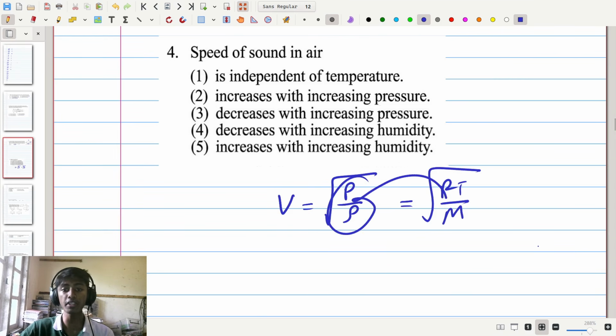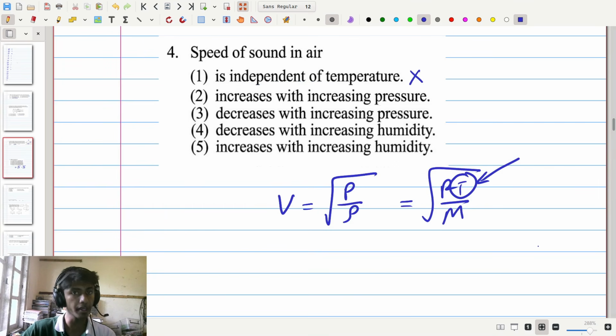Now we can switch between these two using the ideal gas law. Now according to this, we can see immediately answer number 1 is incorrect. It's incorrect because it says the speed of sound in air is independent of temperature, when clearly in the second formula, it is clearly dependent on temperature. So therefore, number 1 is wrong. Now moving on to number 2. Number 2 says it increases with increasing pressure.